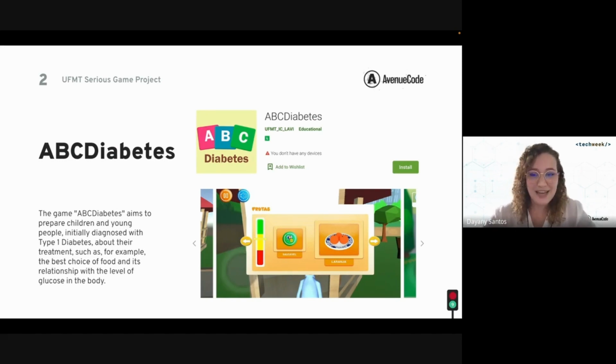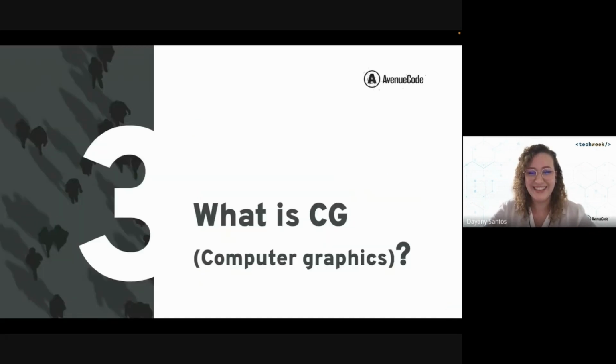It is ABC Diabetes, the game which aims to prepare children and young people initially diagnosed with type 1 diabetes about their treatment, such as, for example, the best choice of food and its relationship with the level of glucose in their body. Any of these 3 games can be found on the Play Store. Only the Play Store, not the Apple Store, sorry.